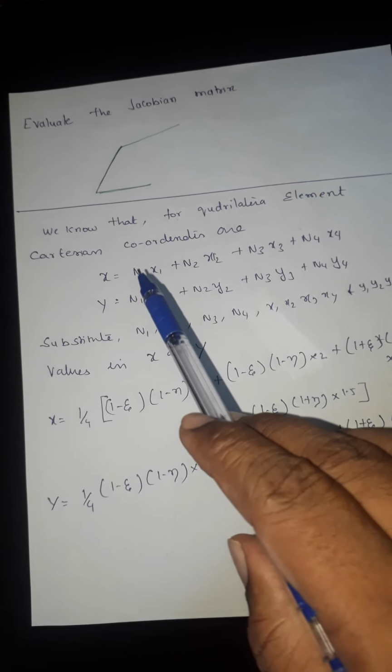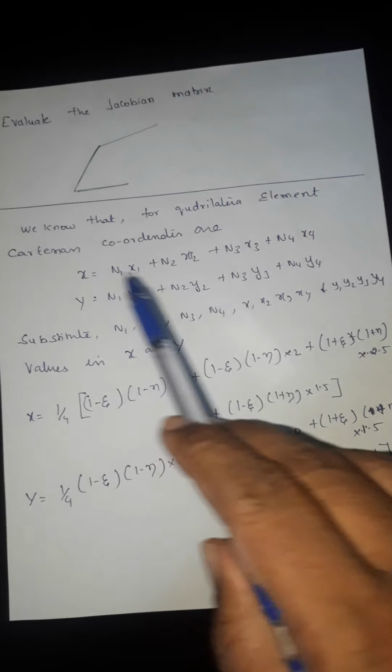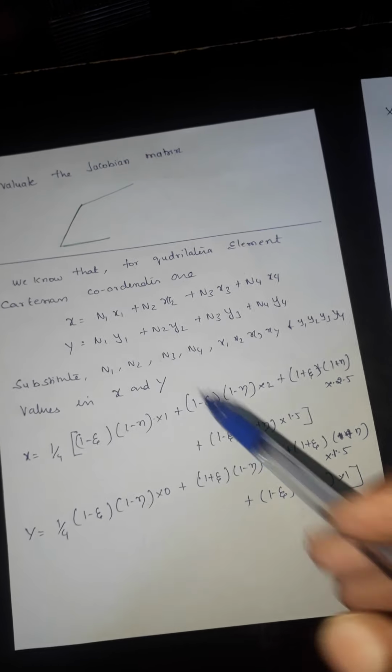So what we are going to do, we know another relation: x is equal to N1 x1 + N2 x2 + N3 x3 + N4 x4. Here x and y are Cartesian coordinates, and eta and epsilon are local coordinates. So these are the Cartesian coordinate values. Now I am going to substitute, because I am going to transfer the Cartesian into the local coordinates. I am going to substitute the shape function values N1, N2, N3, N4 in this.